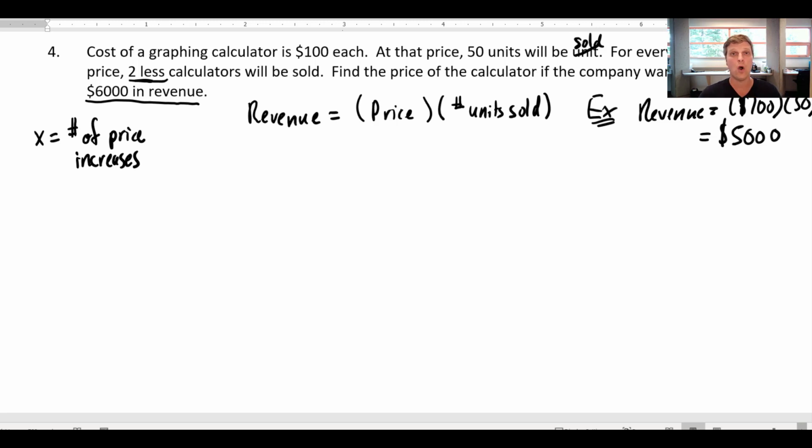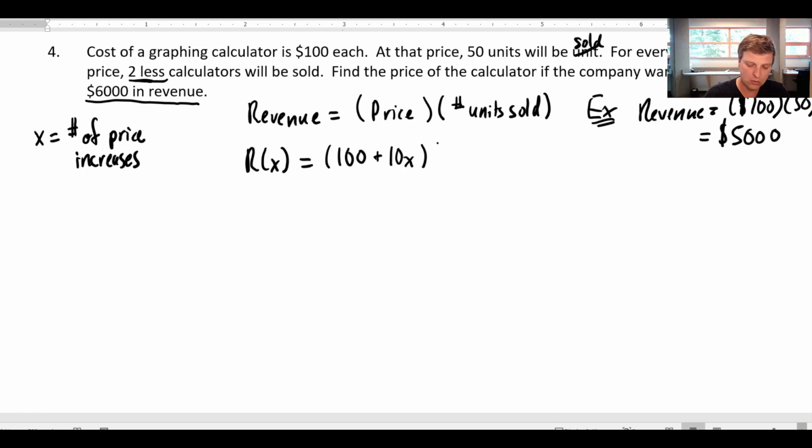Okay? So if x is 1, then we charge 100 plus 10, we charge 110. And if x is 2, we charge 100 plus 2 times 10, which is 120, and so on. And x just represents how much we're going to increase the price. So then our revenue function, which I'm going to call R of x, what is the price going to be? Well, the price started at $100, but we're going to increase the price by some amount. And every time we increase the price, we're going to increase it by $10. So the price will actually end up being 100 plus 10 times x. Our 100 base price plus 10 times every increase.